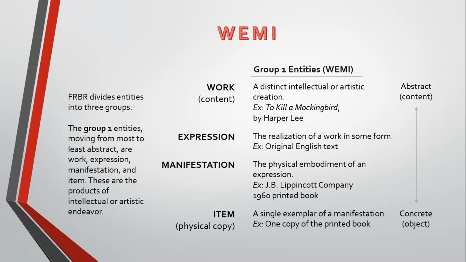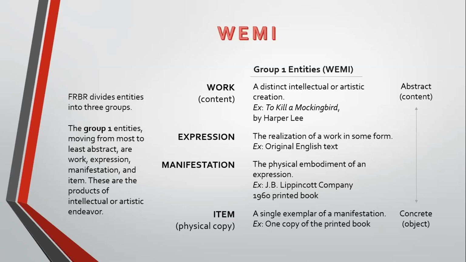So starting with a work, work is a distinct intellectual or artistic creation. To Kill a Mockingbird by Harper Lee is a distinct intellectual or artistic creation. But when we talk about To Kill a Mockingbird, the work, okay, we're talking about its content only. So as a work, you can think of it as the story or the idea behind the text. Or you can also think of it as the sum of all of its expressions and manifestations. And I think that sort of difference in definitions, which are both valid in FRBR, is maybe one reason why this model is difficult to grasp.